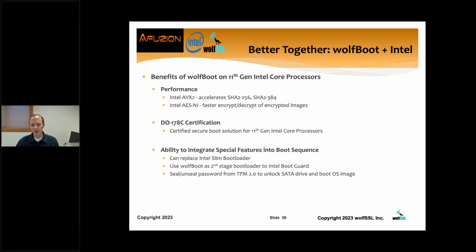This was also one of the key requirements for our customer in our most recent project. We were replacing the Intel Slim Bootloader with wolfBoot so that we could inject the ability to seal and unseal a password from a TPM 2.0 module, and then go on to unlock a SATA drive and boot the OS image. That was functionality that didn't exist in Intel Slim Bootloader, but by replacing it with wolfBoot, we can easily make that happen.